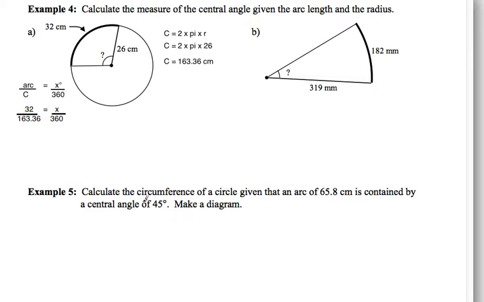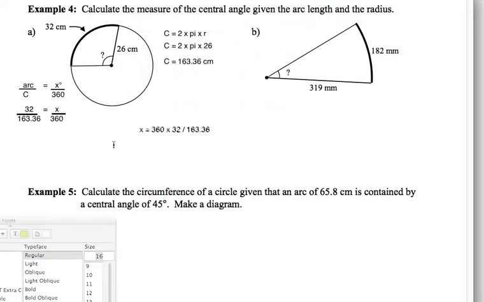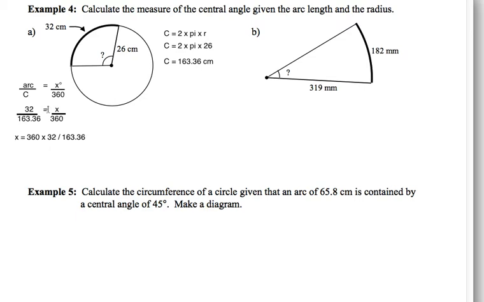So let's do that operation. First, let me write it out to make sure we all understand what I'm saying. In order to get x, it's going to be 360 times 32 divided by 163.36. That's how the fish method works. I'm just going from this to this. Then we get out our calculator and we do it.